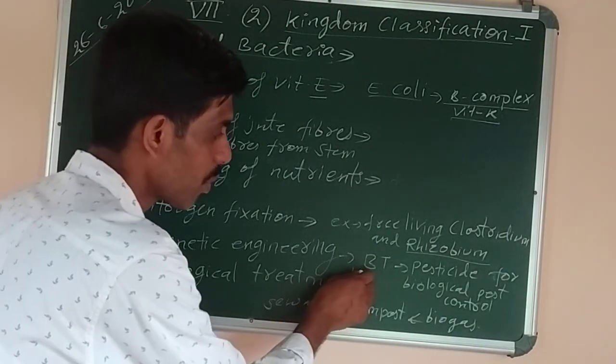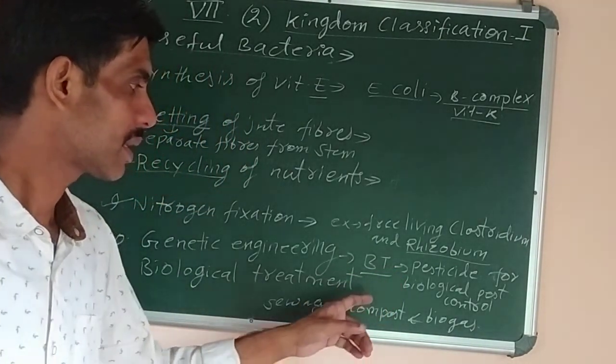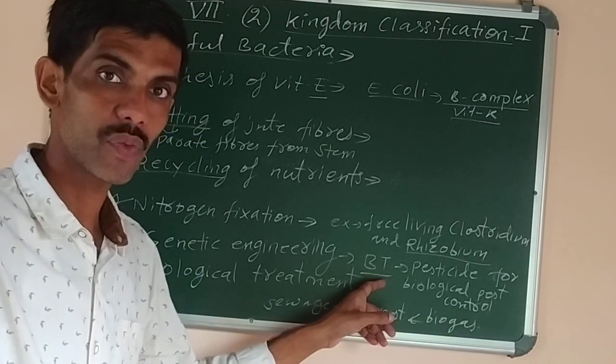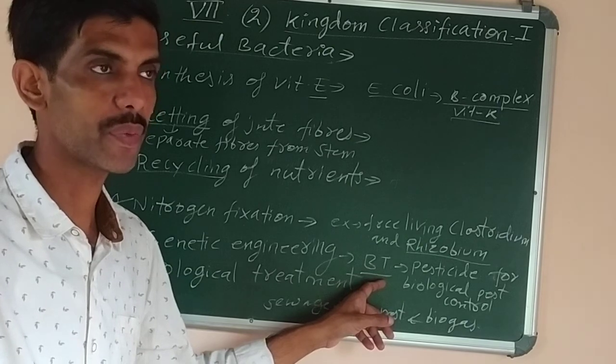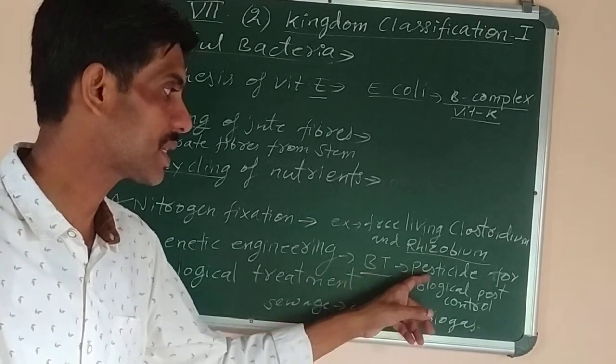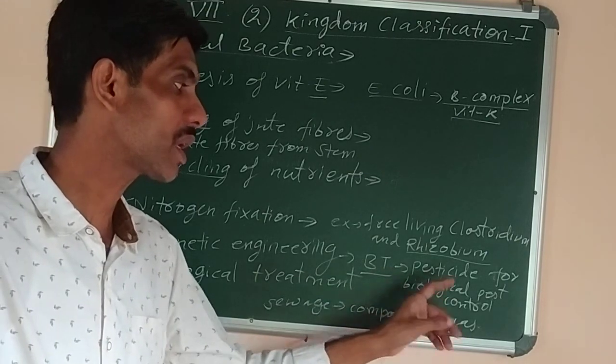So here I have written a word BT, Bacillus thuringiensis. BT cotton is also there, which is a modified crop. Modified means its genes have been changed. So here BT is a pesticide. It is used for biological pest control.